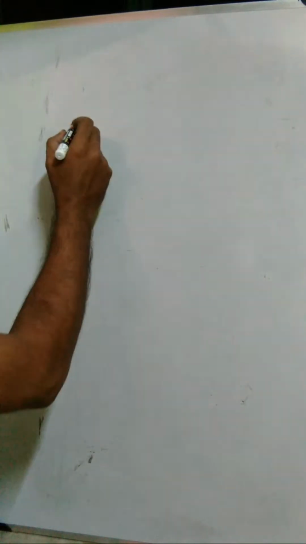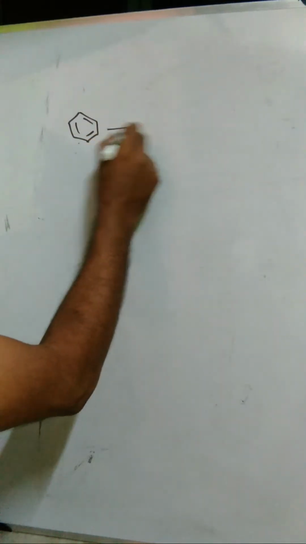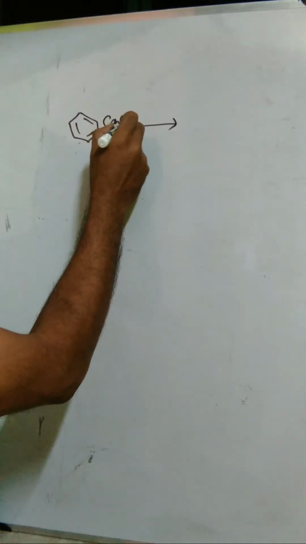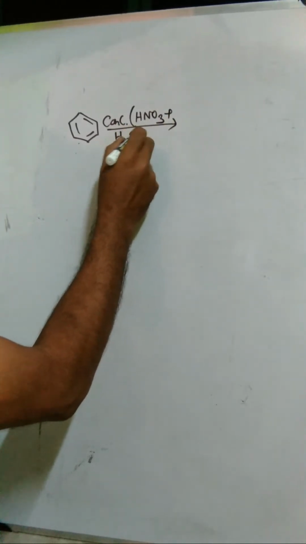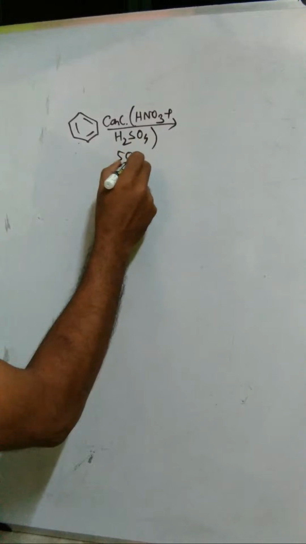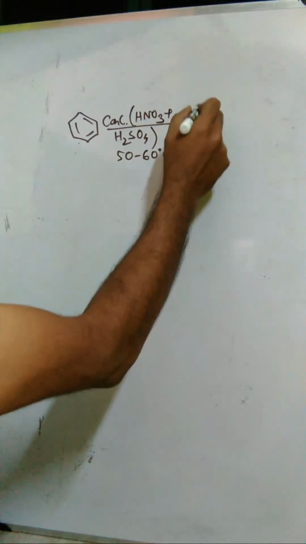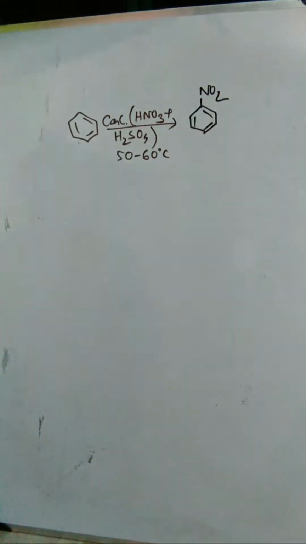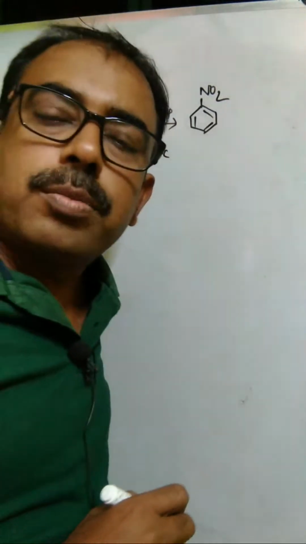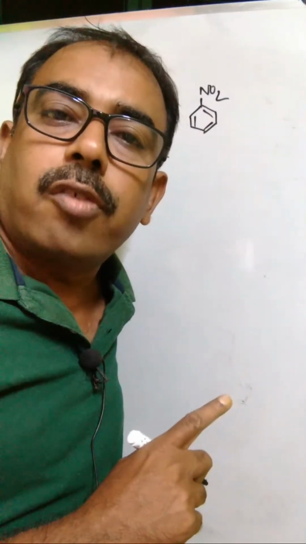If we carry out a nitration reaction of benzene, giving a mixture of concentrated nitric acid and sulfuric acid at a temperature of 50 to 60 degrees centigrade, then you will get nitrobenzene. Here the electrophile produced in the reaction mixture is the nitronium ion, NO2 plus, which replaces one of the hydrogens of the benzene ring.